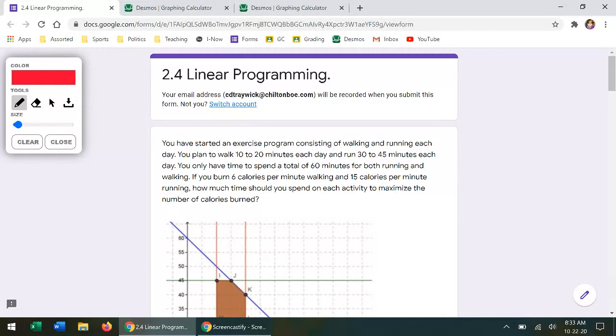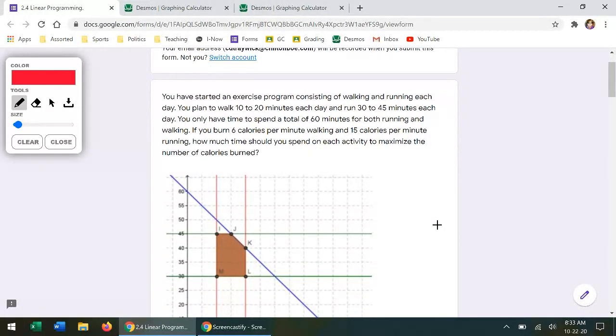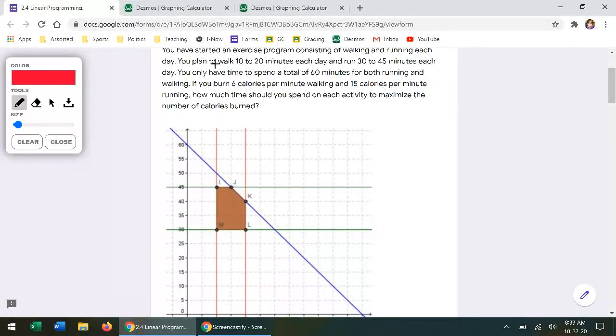The first situation is about an exercise program, and it has different constraints with walking from only 10 to 20 minutes and running from 30 to 45 minutes. And we're trying to maximize the value to burn the most calories.